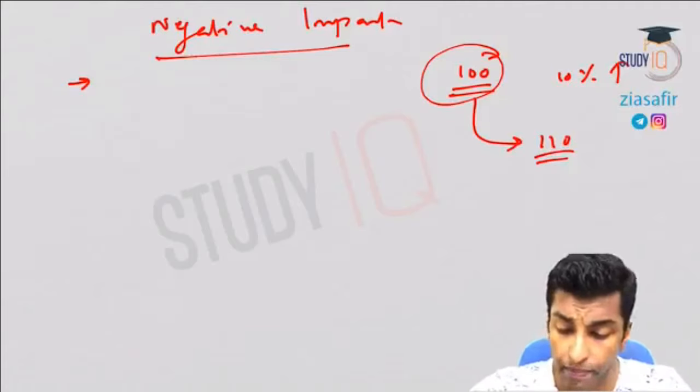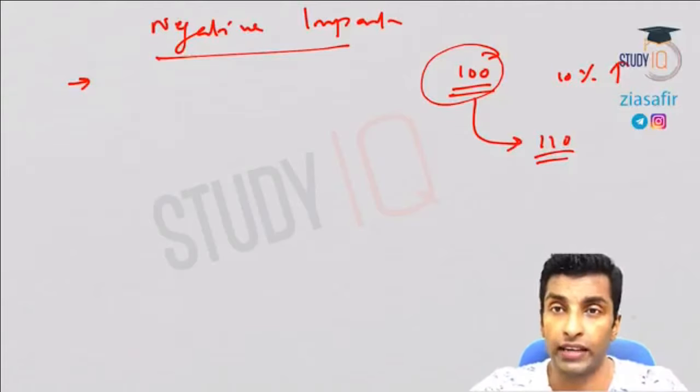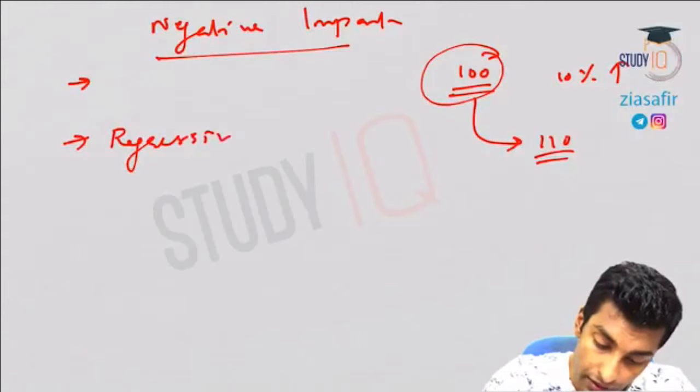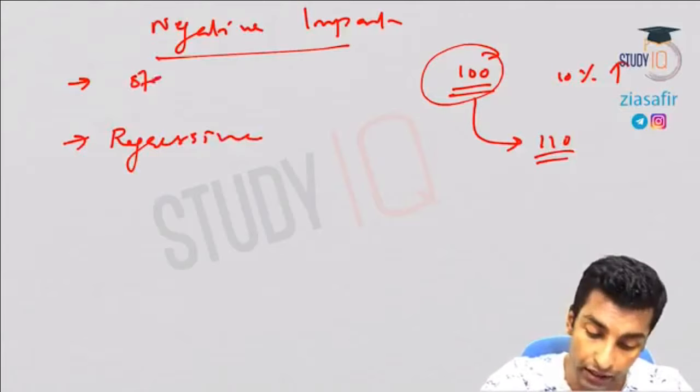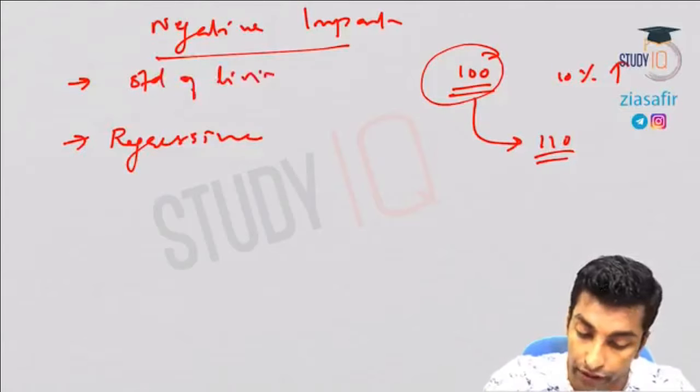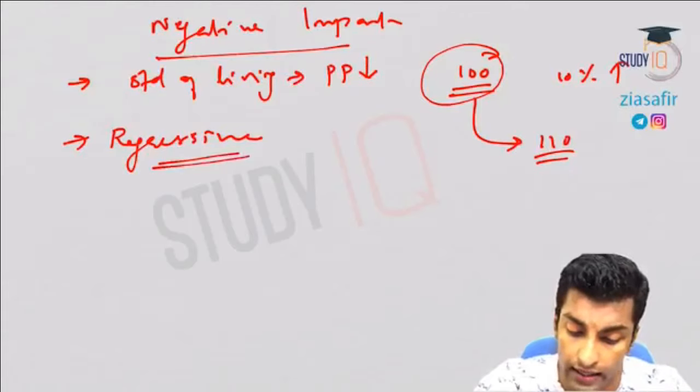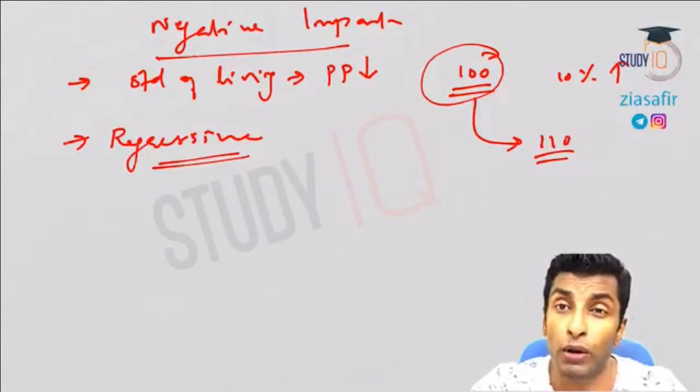The second negative impact is that it is actually regressive in nature. Why is it regressive in nature? So the second is regressive in nature. First is it affects the standard of living. How? The purchasing power came down. Now why did I say it is regressive in nature? Because it affects the poor the most.